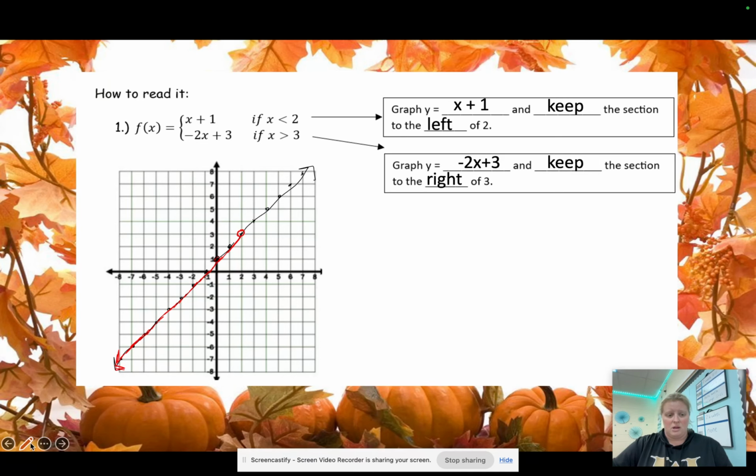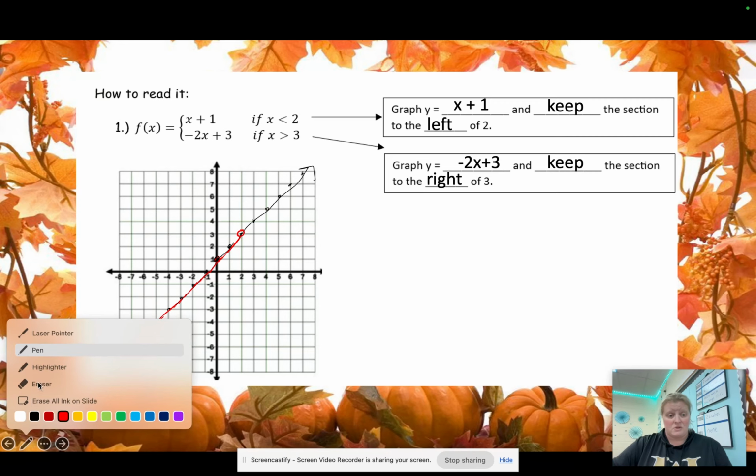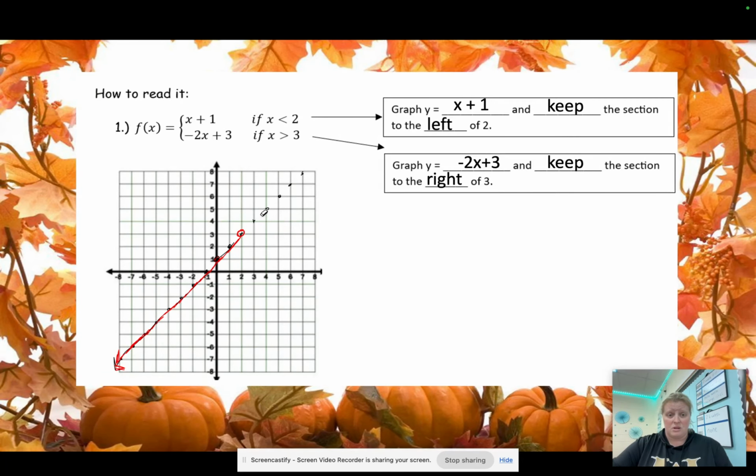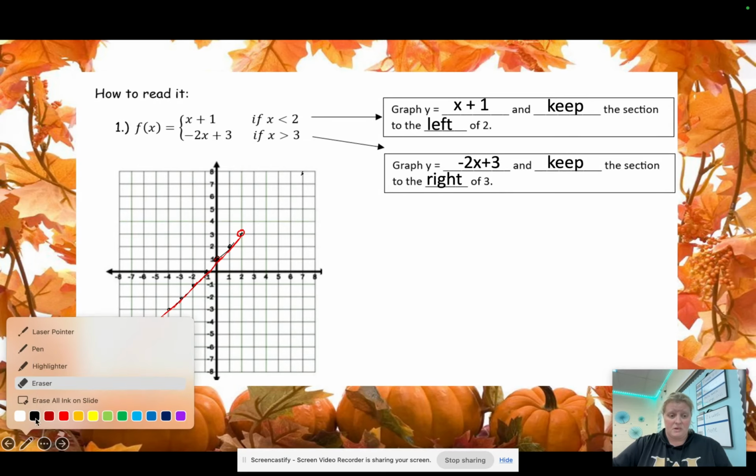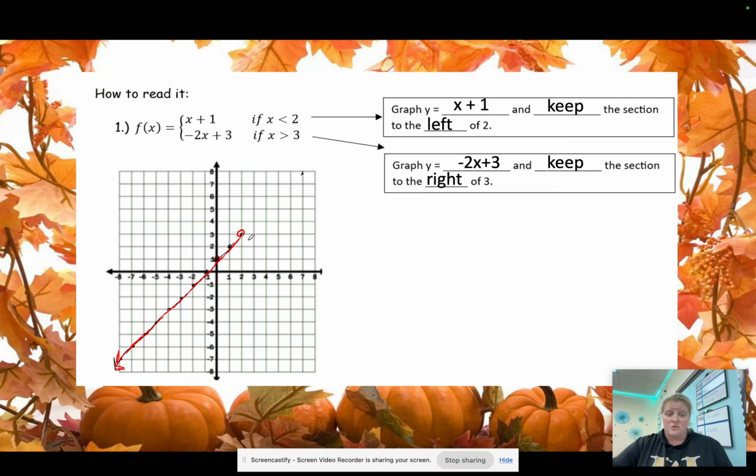Okay. Now anything that is not colored in, you see how this section's just black, there's no red, that would need to be erased. So that's when you take your eraser and just get rid of that. So only the red section should be remaining. That is your first graph.